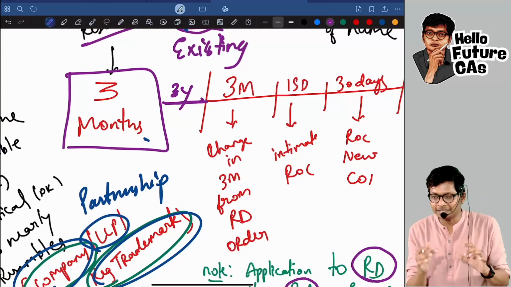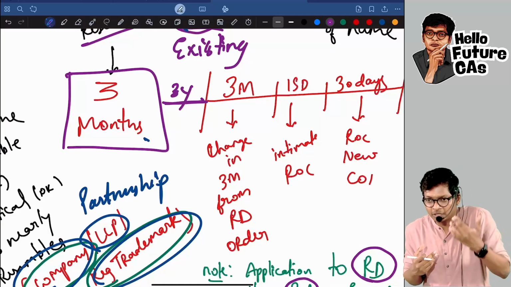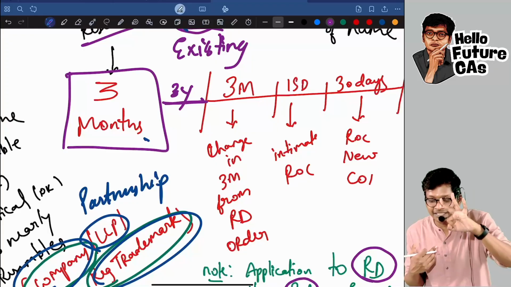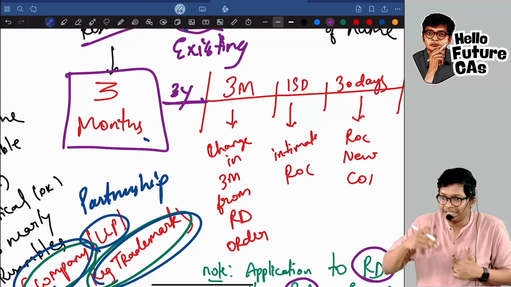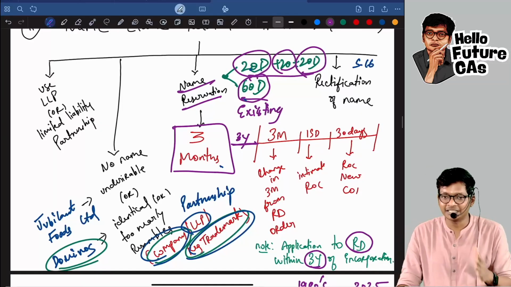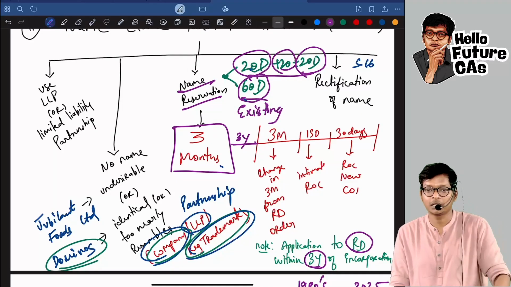So what is the summary? Within 3 years, the company has to complain. If they complain, the RD will pass an order. Once they pass the order, we have to change within 3 months. And once I change, intimate the ROC in 15 days. And the ROC will give a new certificate of incorporation. Same as the Companies Act, this one. Are you understanding, guys?